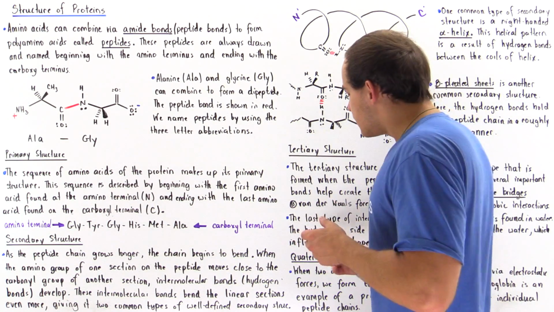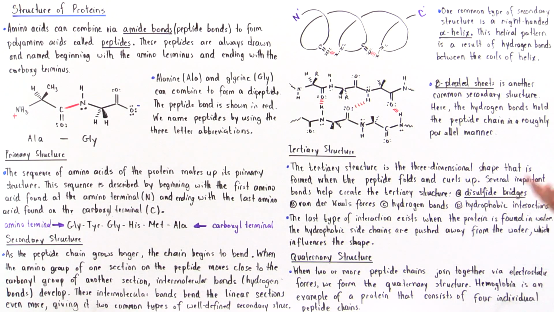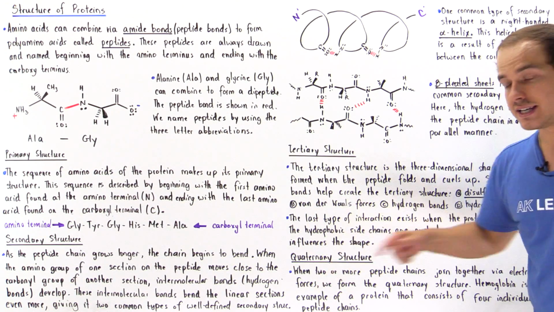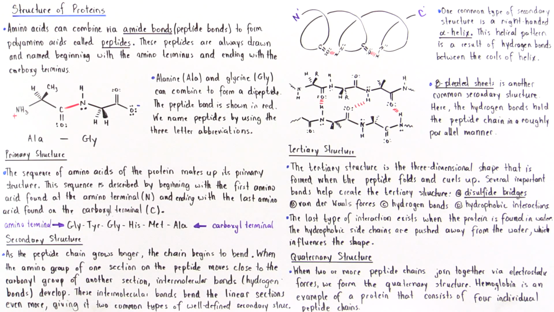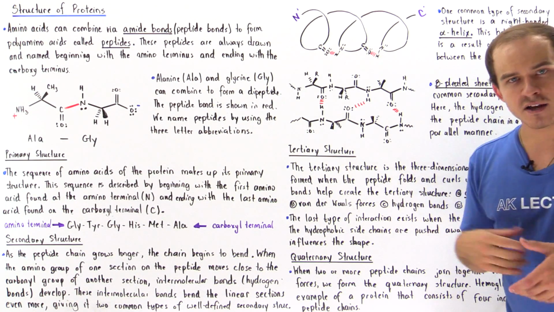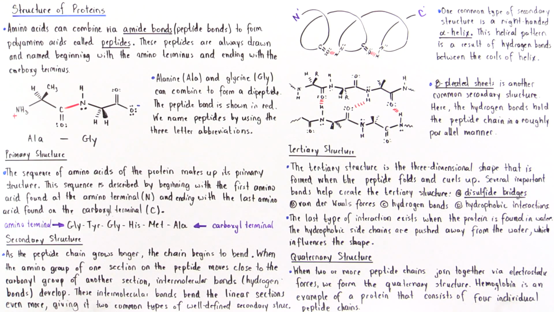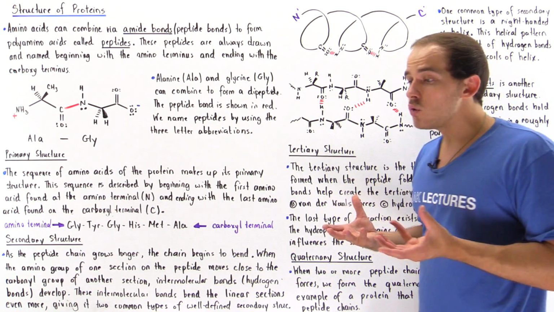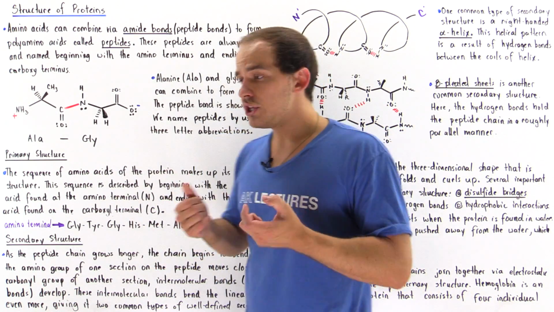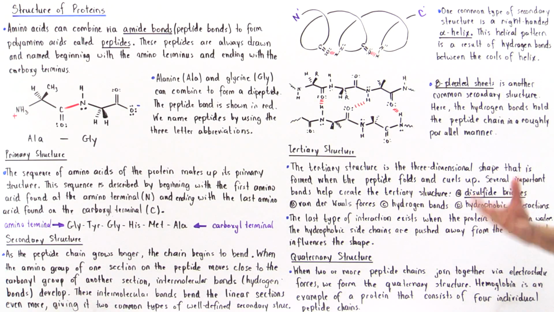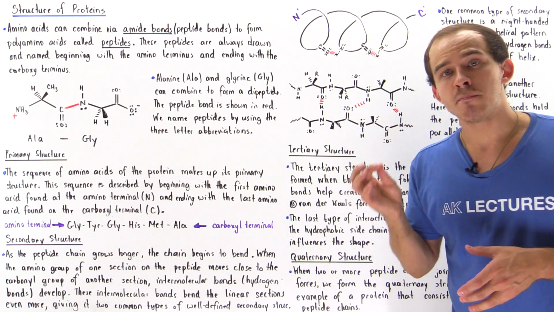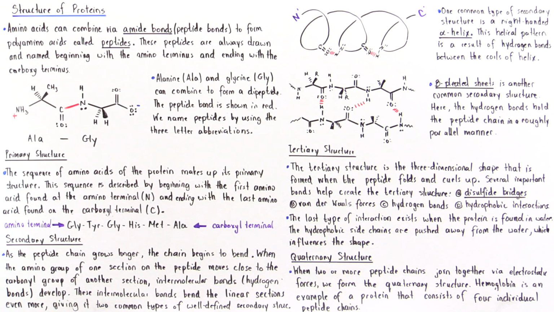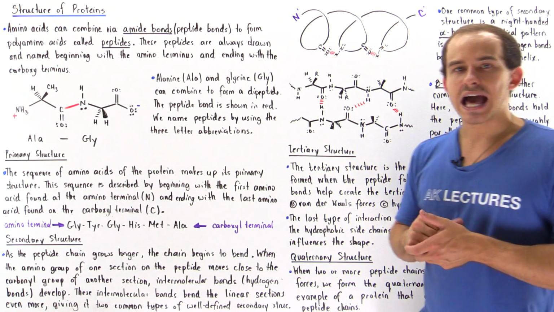Now, finally, there is also something called quaternary structure. So when two or more polypeptide chains join together to form a single unit via electrostatic forces, we form a structure known as quaternary structure. And one example is the hemoglobin molecule. So hemoglobin is basically the protein that carries oxygen in the human body, and hemoglobin itself consists of 4 units, 4 polypeptides that are held together by these electrostatic forces.